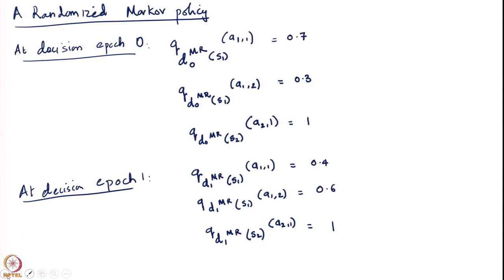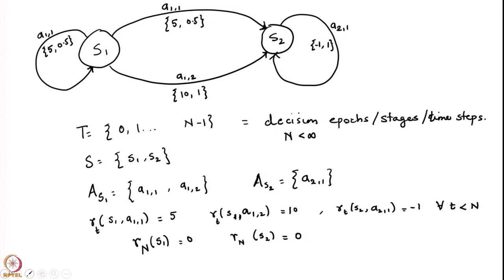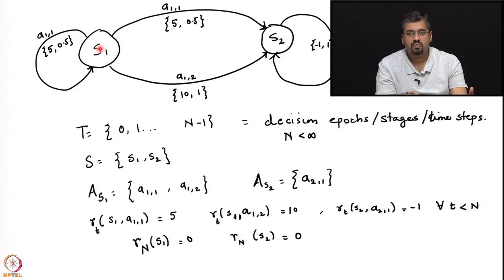Let us now consider what happens to this problem. Let us now write out history dependent policies. In order to write out history dependent policies, we have to notice something rather peculiar about this particular problem. When you are in state S1, what is the history that could have led you to state S1? Suppose at some time instant you are in state S1; what is the history that could have led you to state S1?